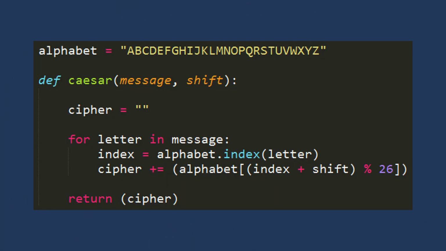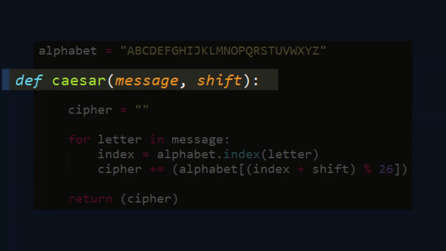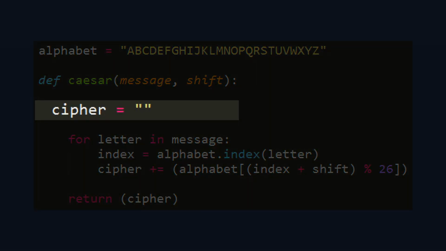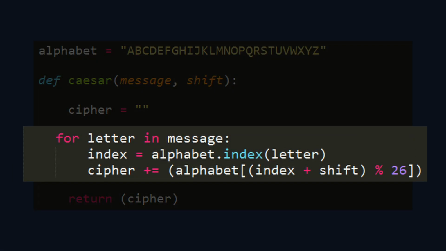Here is how to implement it in code. We create a function that takes in a message and a number to shift it by. Secondly, we initialize our ciphertext as an empty string. Then we loop through each letter in the text we want to encrypt. We get the index of that letter in the alphabet. So, for example, A would be 0.